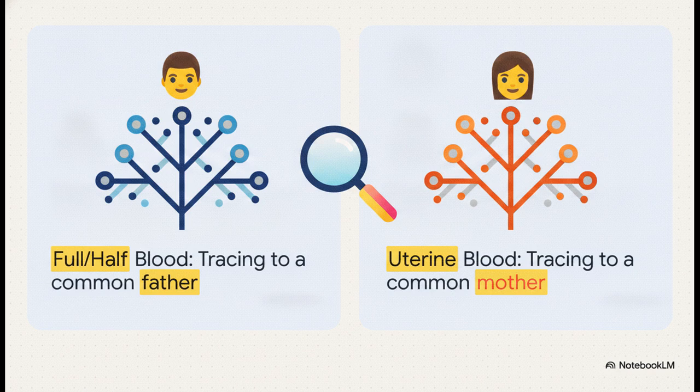Now contrast that with uterine blood. This is when two people descend from a common ancestress, meaning the same mother, but by different husbands. Mixing up half-blood and uterine blood is a classic exam trap for sure, so keep this distinction crystal clear.